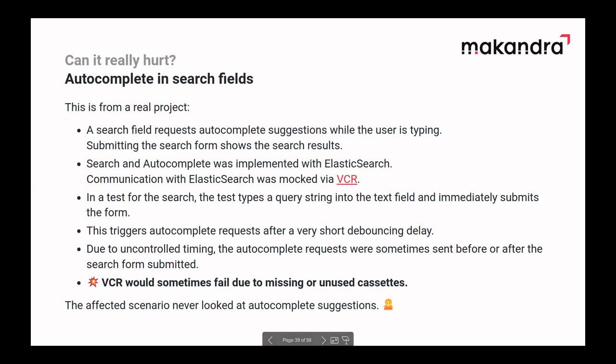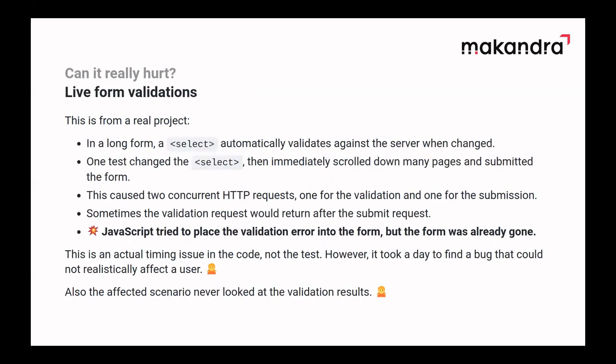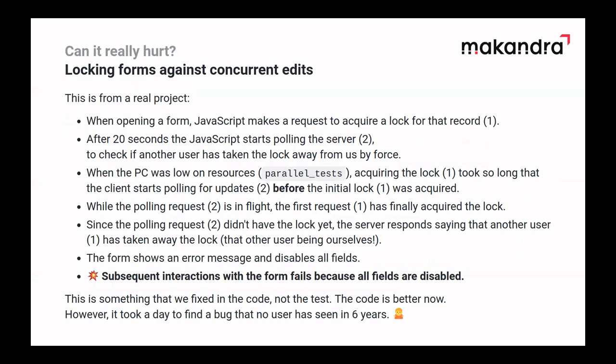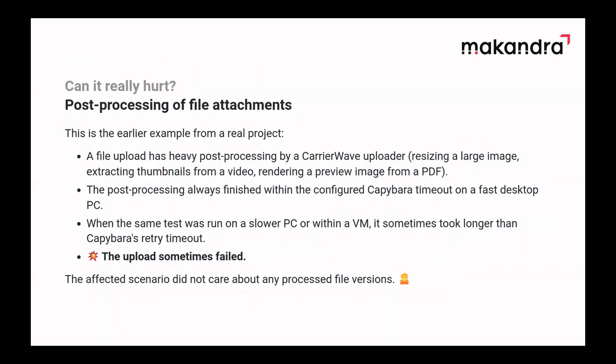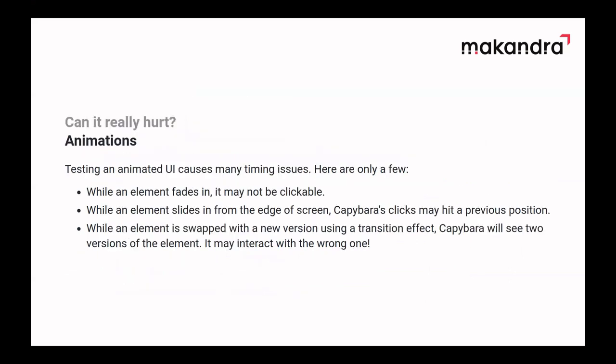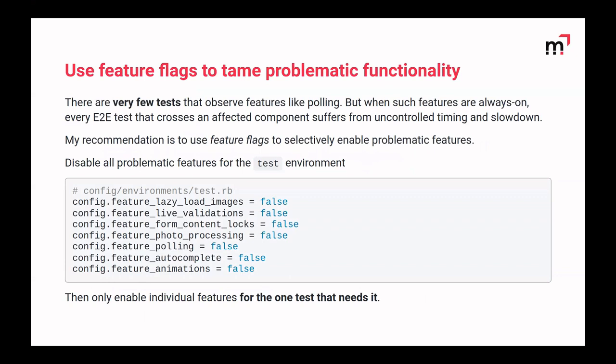I have a few more examples. I don't think I'm going to go through all of them, but I could go on for days about how these kinds of features introduce flakiness into your test suite. Basically, every slide here took a few days to find out what's even going on. To sum it up, my recommendation is to use feature flags to selectively enable those features for the very few tests that need them.